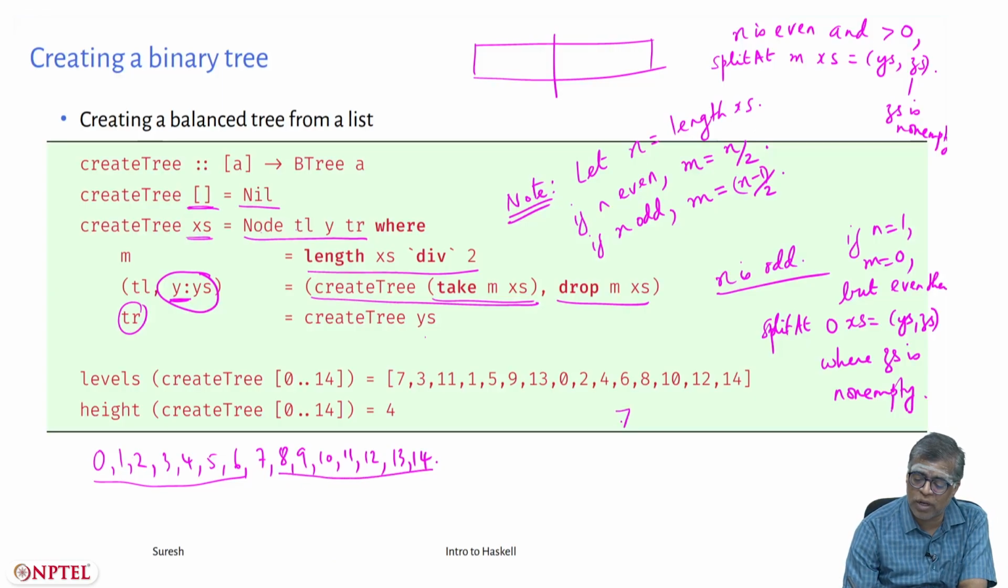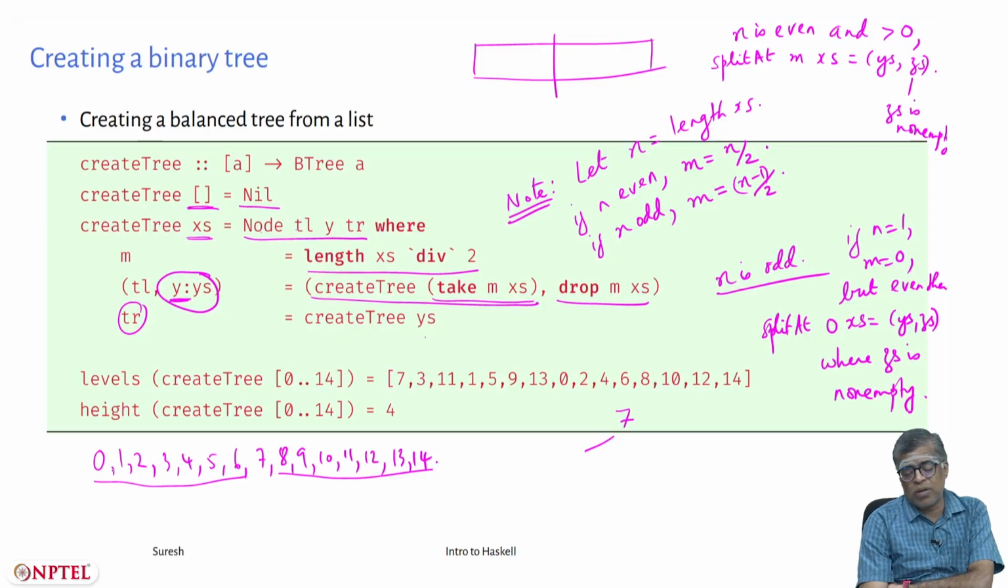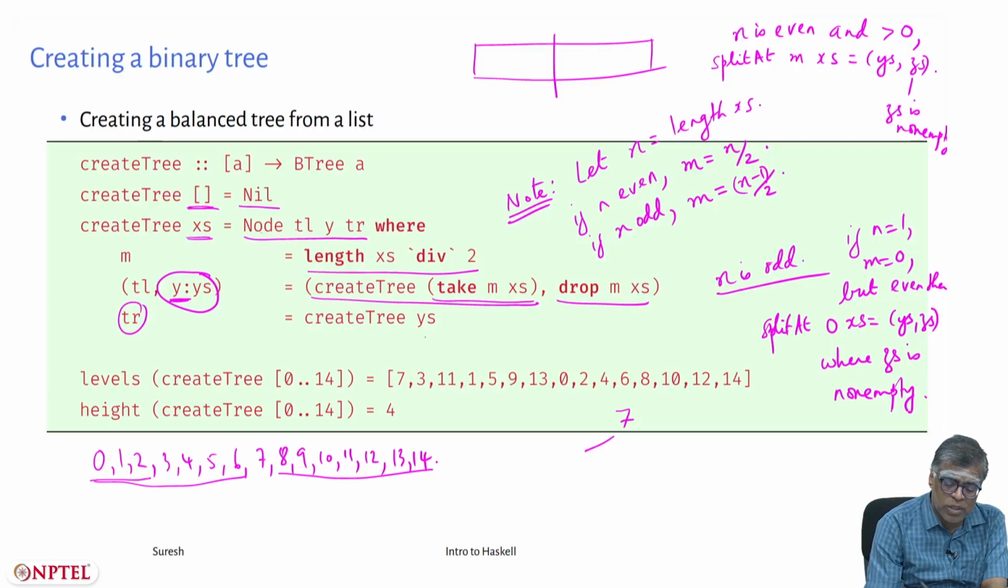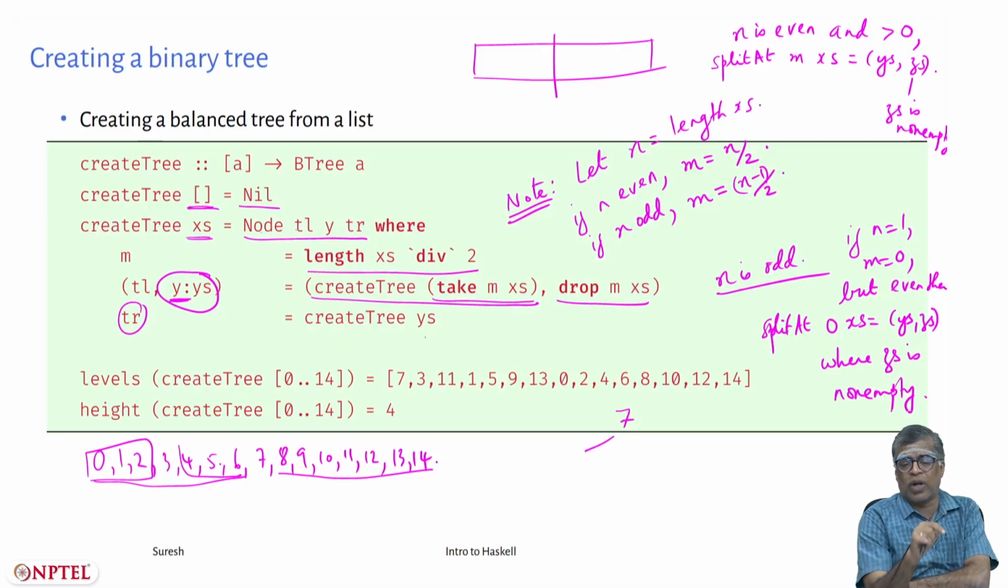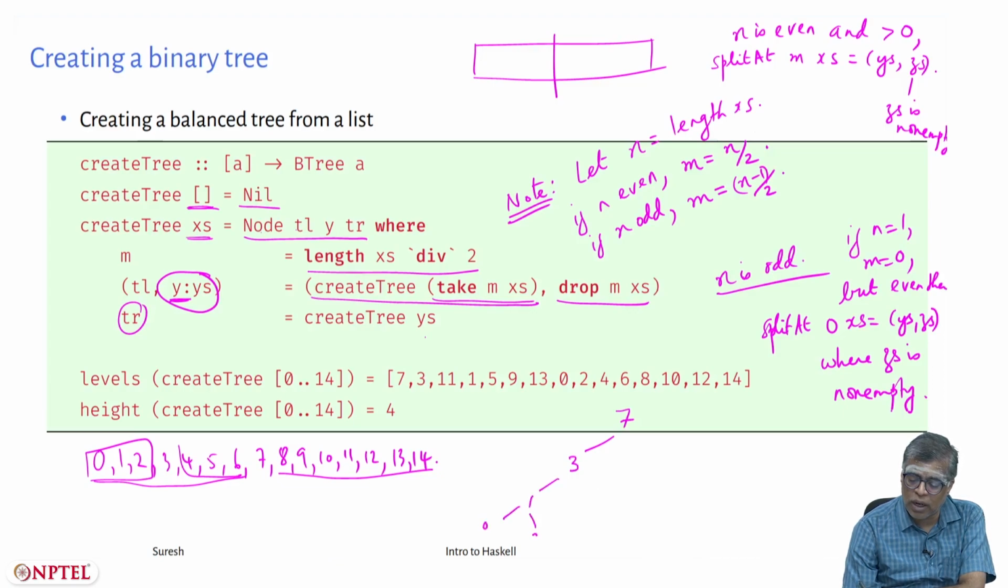So you will put 7 here, and then you will try to create a tree with this. Once again, 0 to 6 has 7 elements, so 7 div 2 is 3. So you will take the first 3 elements and create a tree. You will take the remaining list, but that will have one element which you will promote to the root. So 3 will become the root, and you can see that I will create a tree like this.